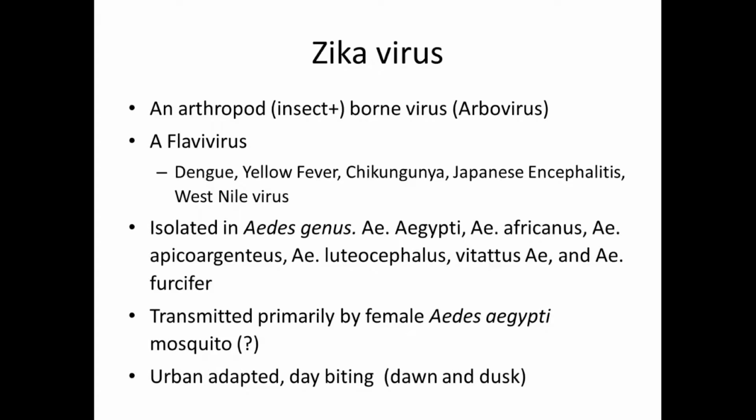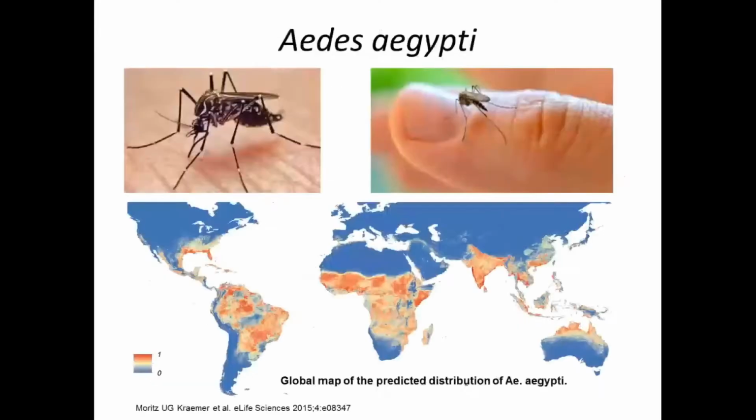And it's thought to be transmitted primarily, it's the females that bite, and it's primarily thought to be the Aedes aegypti mosquito that's transmitting it, but that's still not entirely sure. The problem with this mosquito is it's very widespread, and it's an urban mosquito, and it's day biting. It bites the 2 hours around dawn and dusk, so it's difficult to avoid being bitten.